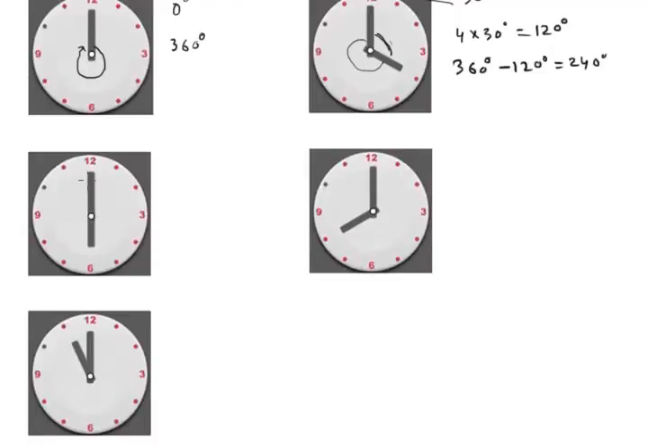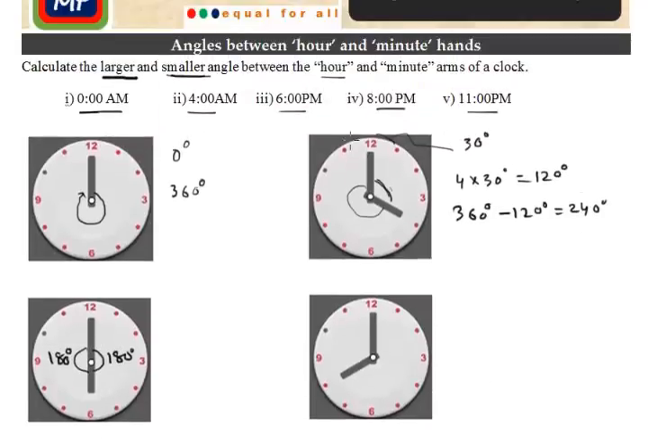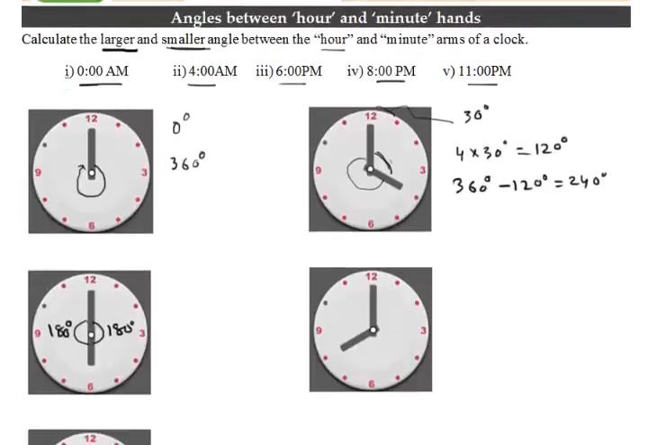At 6 PM, this is hour arm, this is minute arm. They make a straight angle. So straight angle is 180 degree. So here both smaller angle and larger angle, whatever we consider, will be 180 and 180. Next question is for 8 PM.